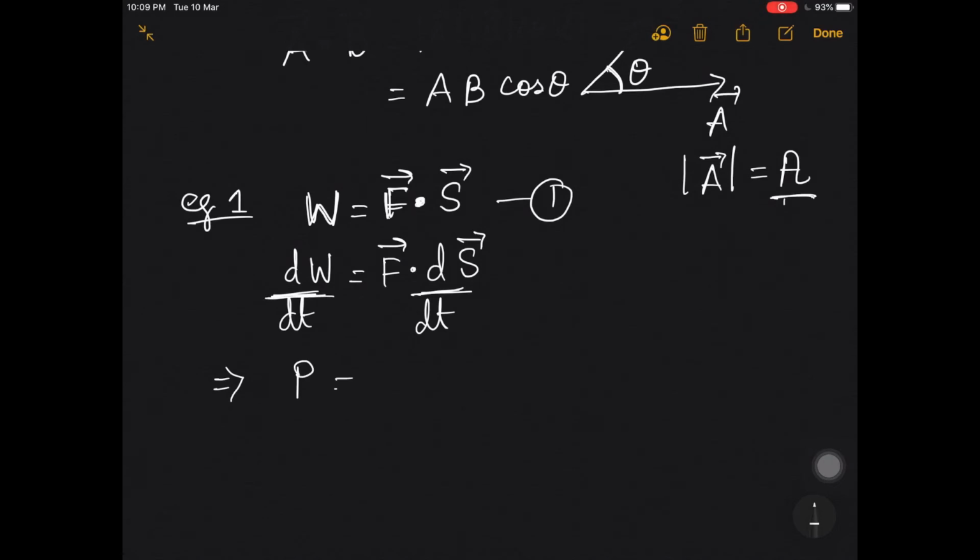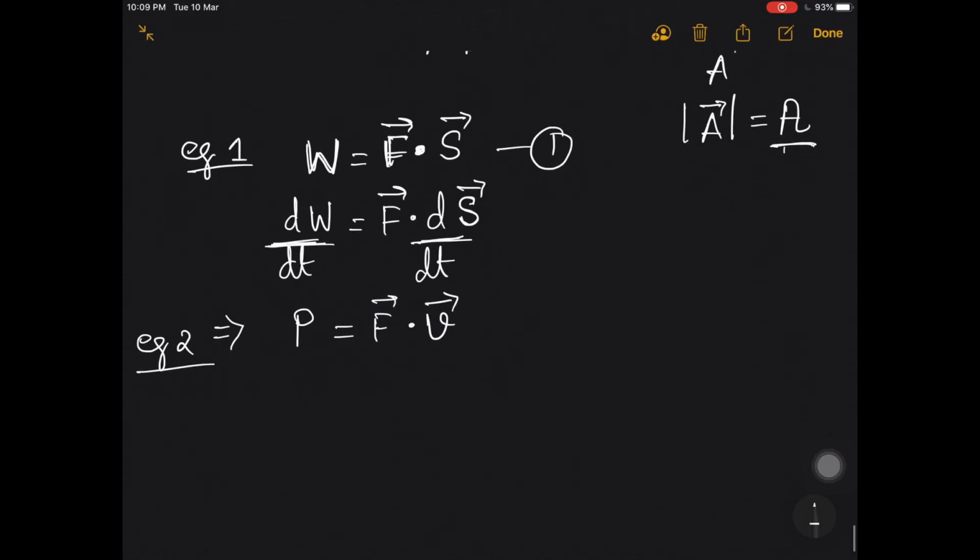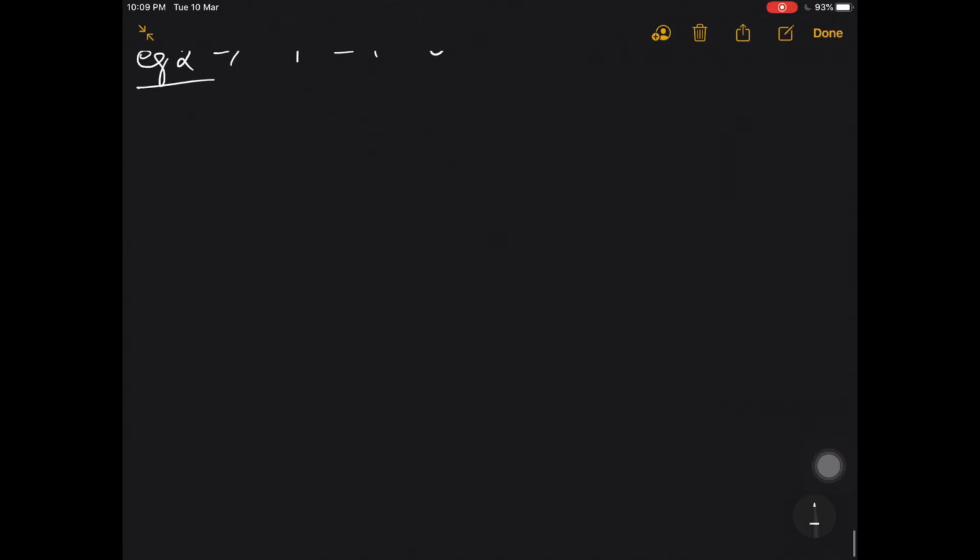So I can write here power is F dot. Now the rate of change of displacement with respect to time is nothing but velocity. So here I arrive at my second example of dot product, which is power. Power is the dot product of force and velocity. There are some interesting properties of scalar product. So let me state them one by one.